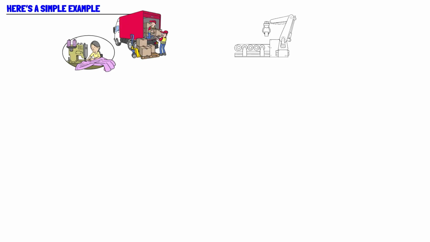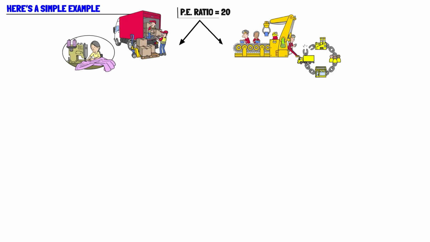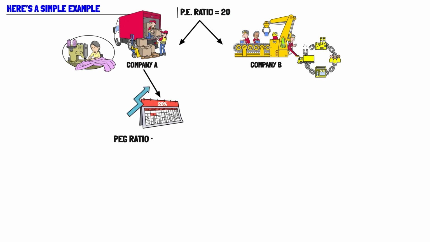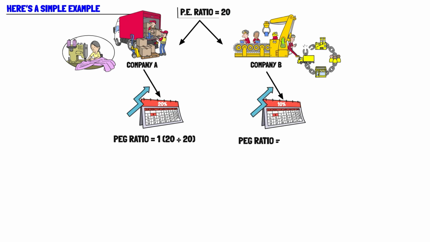Here's a simple example. Imagine two companies, both with a PE ratio of 20. Company A's earnings are expected to grow by 20% per year. Its PEG ratio is 1, 20 divided by 20. Company B's earnings are expected to grow by 10% per year. Its PEG ratio is 2, 20 divided by 10.